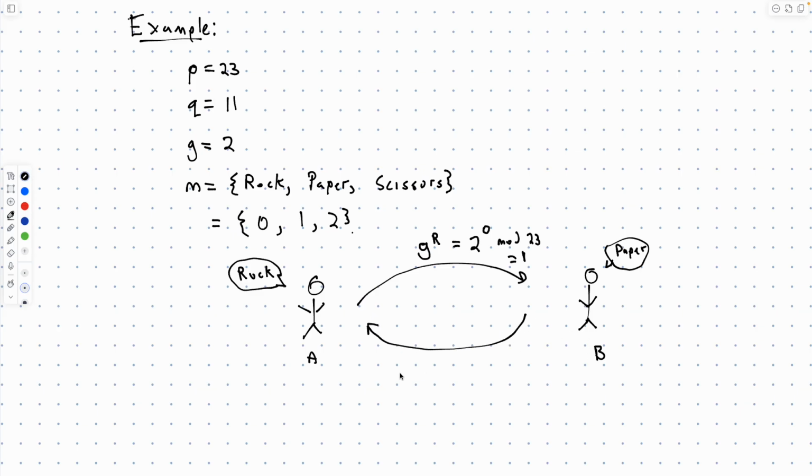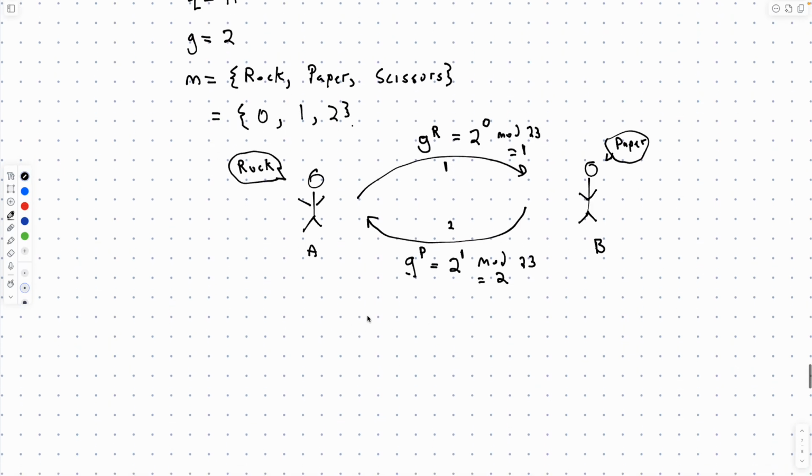Bob is going to send G to the paper. So he's going to send 2 to the power of 1, mod 23. Again, we could go look it up, but what do you think the answer is going to be here? It's going to be 2. Okay. So basically, Alice sends the number 1, Bob sends the number 2. Okay. Then Alice says, I was doing paper. Okay. So I was doing 0.